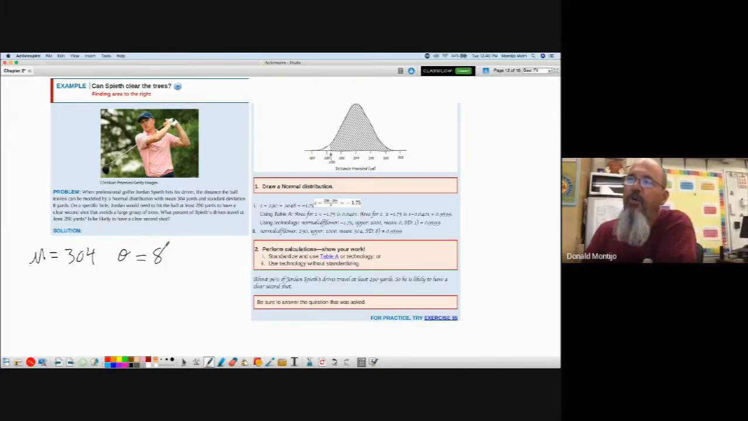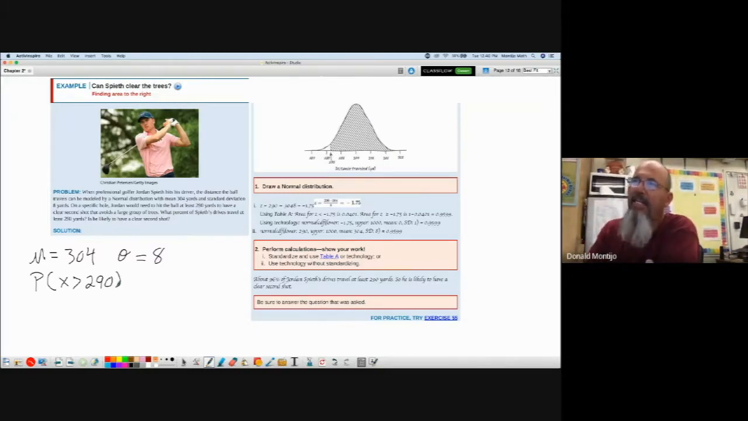The question says Jordan would need to hit a ball at least 290 yards to have a clear second shot that avoids the trees. What percent of his drives will travel at least 290? Okay, so we're trying to answer what percent of all of his drives would be at least, or greater than, 290. So we made the curve up here. Mean, 304, plus 1, plus 2, plus 3 standard deviations.